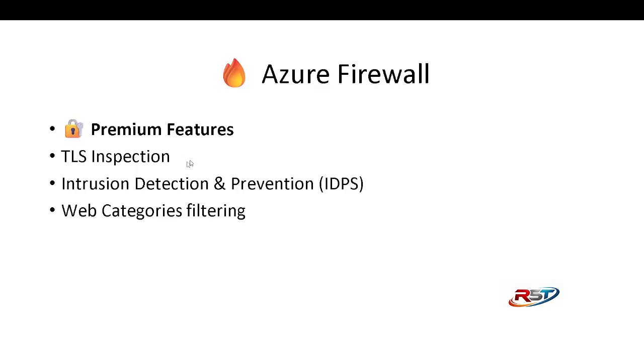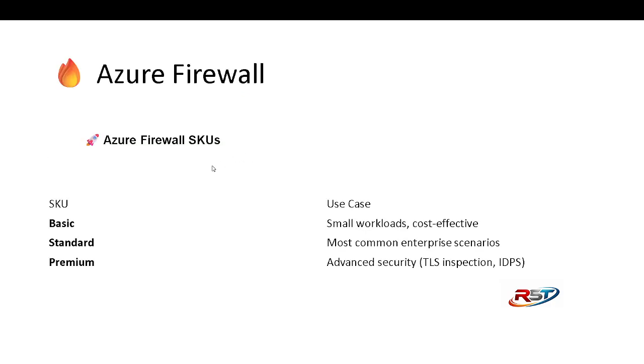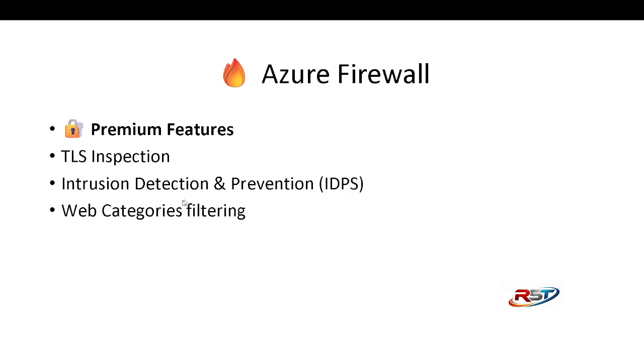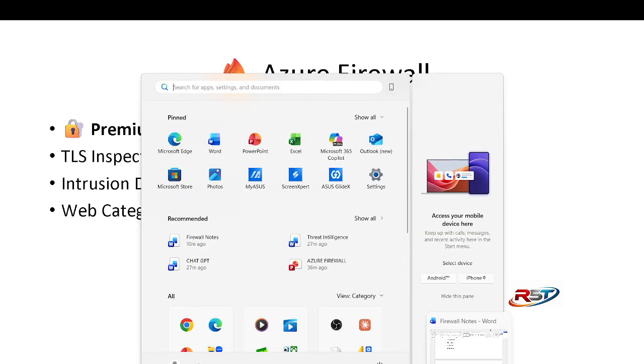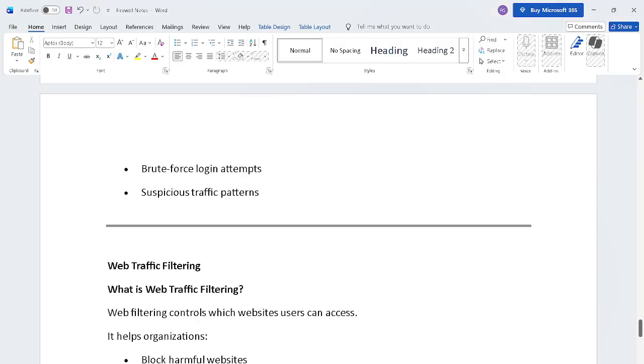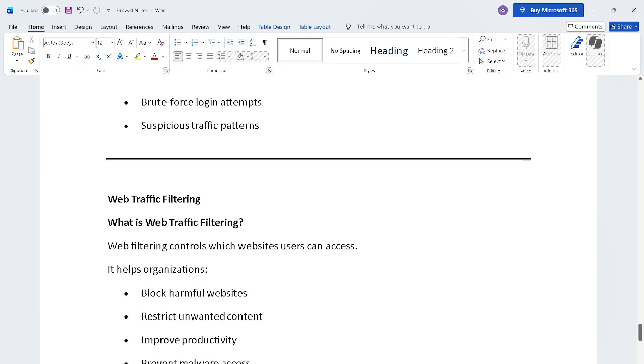So, premium features. The Azure Firewall Premium features we discussed: TLS inspection, intrusion detection and prevention system, and web categories filtering. So what is web categories filtering? It filters websites, web traffic filtering. What is web traffic filtering?